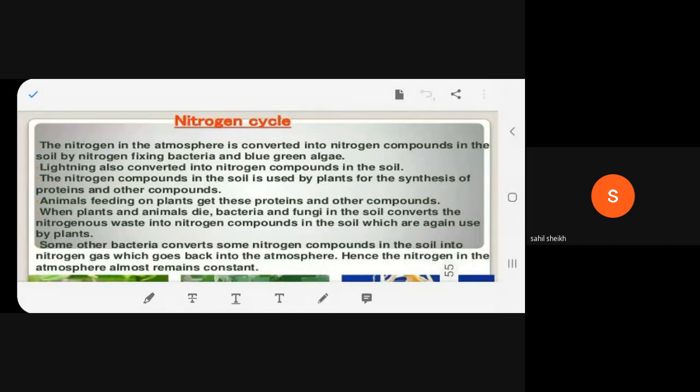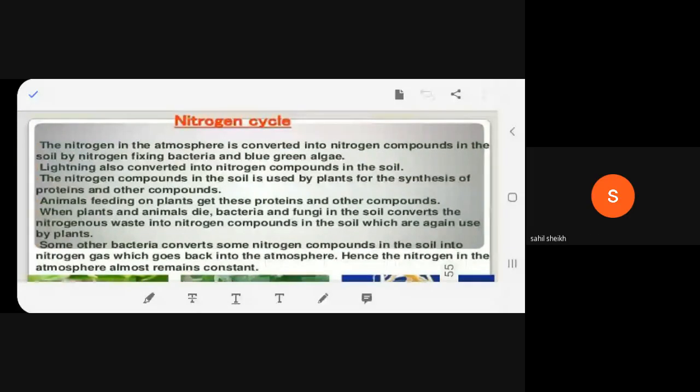Lightning also converts nitrogen into nitrogen compounds in the soil. So, which is the second factor which is converting atmospheric nitrogen? Lightning. Okay. So, all of you understood? One factor is rhizobium bacteria and the blue-green algae, which fix the atmospheric nitrogen. Second, in the presence of lightning, the nitrogen is fixed. Is it clear? All of you understood? Okay. Next.